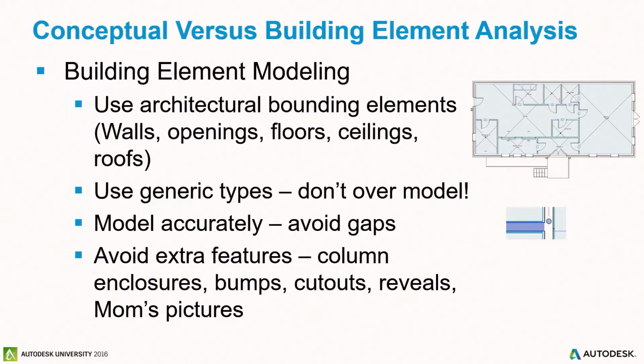Another common mistake that people will make in their energy model is they try to put too much detail in. They add too many features. They include column enclosures as room bounding elements. They put in bumps, cutouts, reveals. They hang their mom's picture on the wall to make it pretty for the rendering. That actually can screw up your model because the more surfaces you have, the longer it takes for the energy model to be defined. So you want to make sure that stuff's not included.